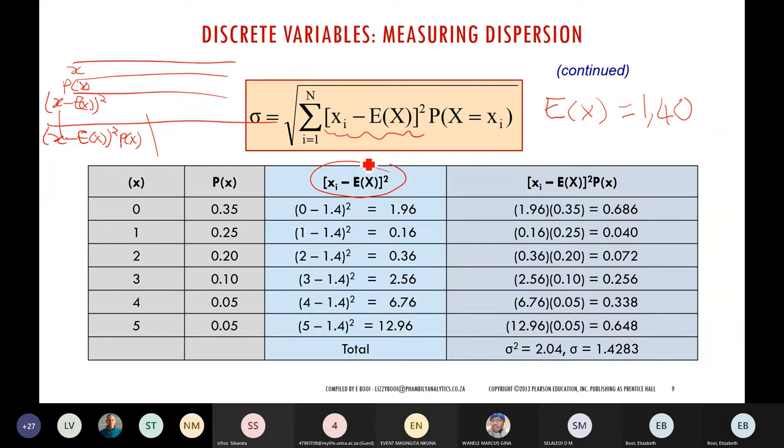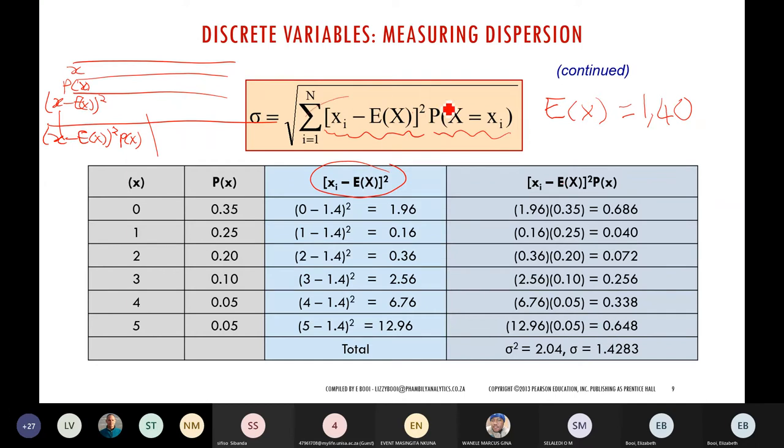So once I have the square, I know that the second part is to multiply with the corresponding probability. So I take 1.96 and multiply by the corresponding probability, which is 0.35, and get the answer. Then I do the same, 0.16 multiplied by 0.25, and I find the answer there. I repeat until I get to the end of the table.